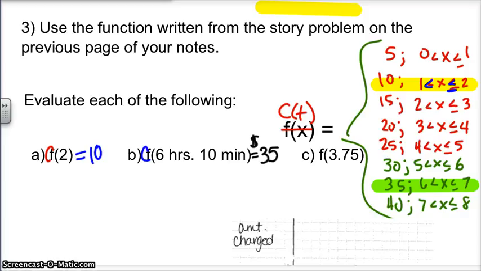What is the cost then going to be if I park for 3.75 hours? Thinking about a clock, 0.75 isn't 75 minutes, but 45 minutes. Looking at our equations, 3 and 3/4 of an hour falls in the $20 range because it's greater than 3 but less than or equal to 4. So the cost will be $20.